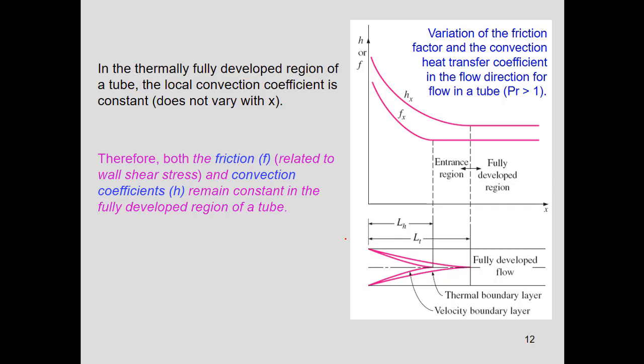The fully developed region gives us the possibility to make an assumption. As you can see here, imagine this is the flow. This is the entrance region, and this is the fully developed region. The h or h_x which we have calculated here is not changing anymore. It is constant for the fluid and the surface. This heat convection coefficient h is constant. This is why the fully developed region is important.